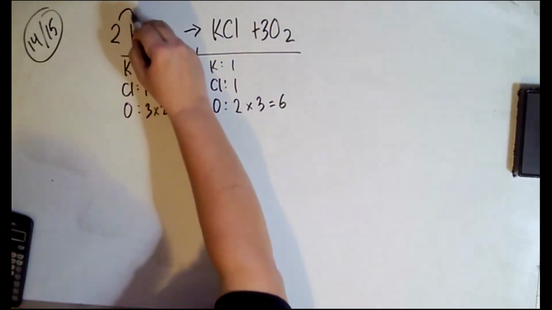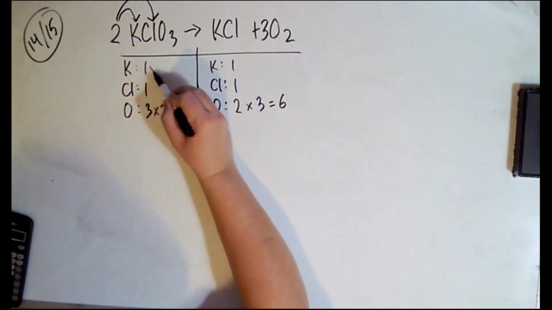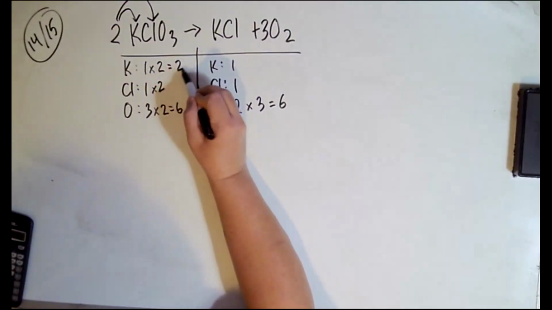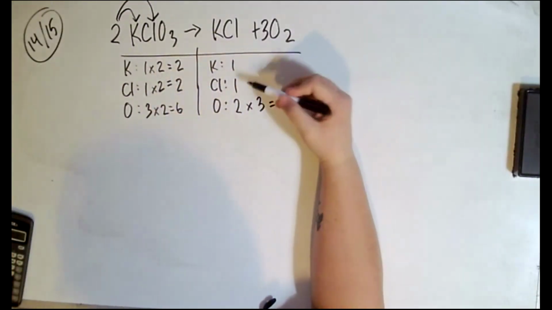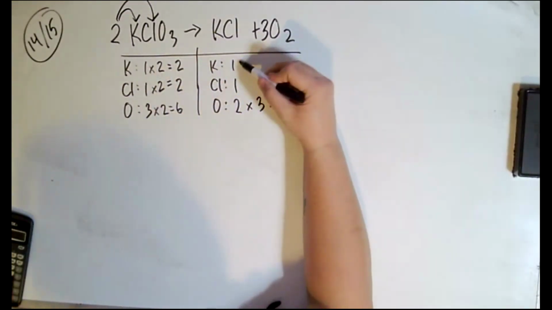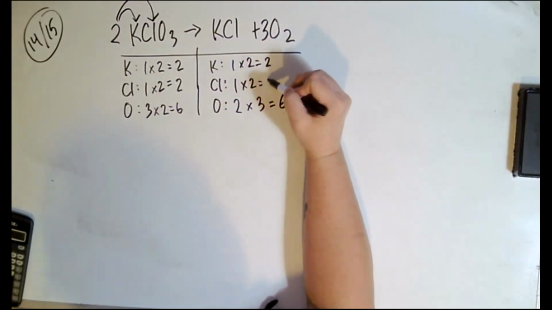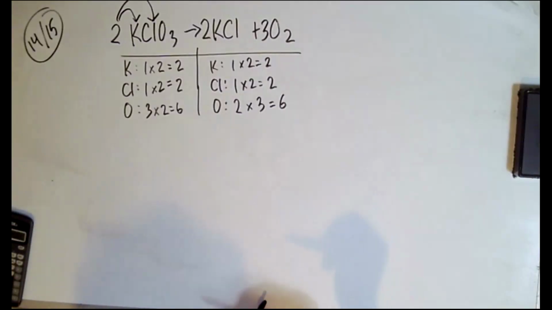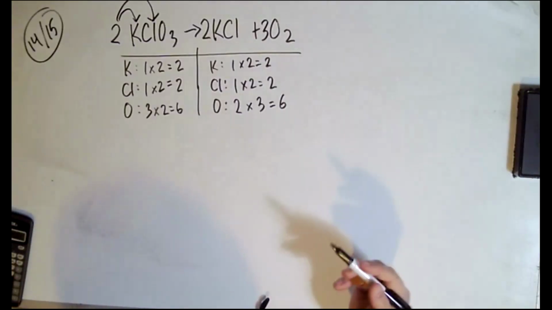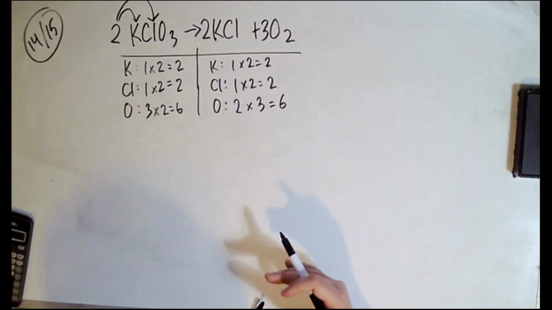And we're going to multiply everything else in the compound by 2 as well on our reactant side. So we're going to have 2 potassiums, we're going to have 2 chlorines. That means that on our product side, we'll have to multiply our potassium and our chlorine by 2 as well. So we'll put a 2 in front of our KCl as well. And that's going to be our balanced equation. Now that we have a balanced equation, we can answer the questions that we were asked.